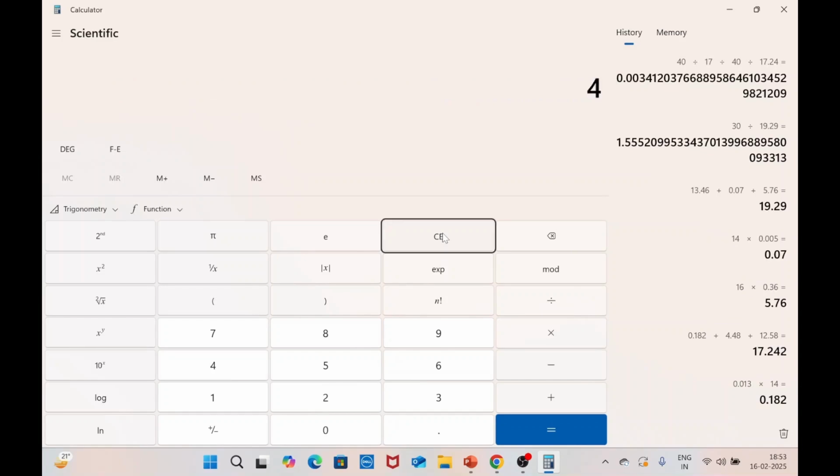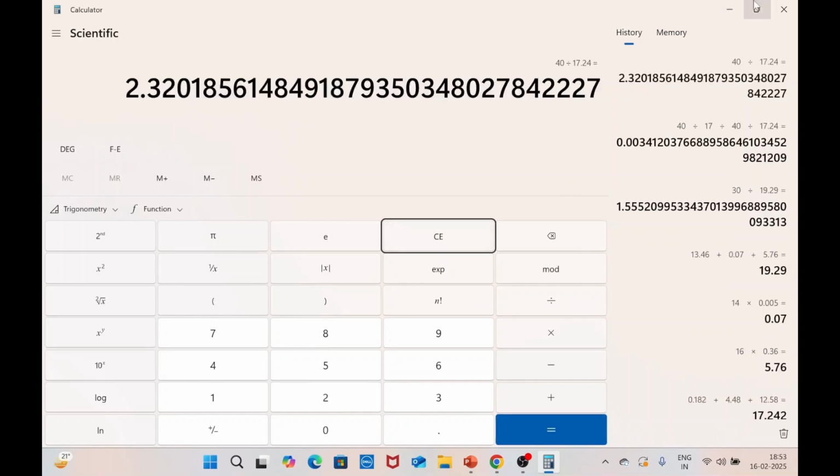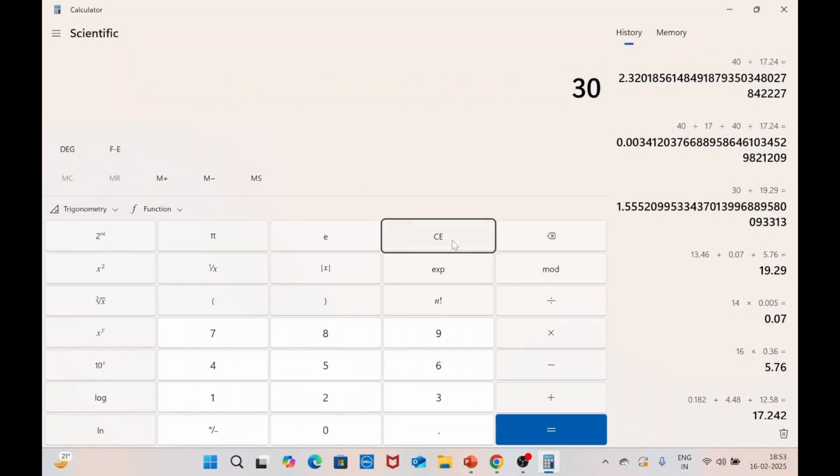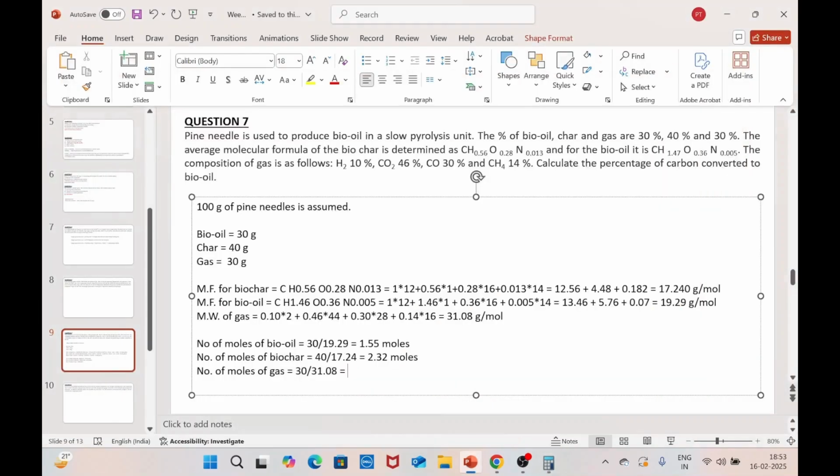Sorry, this is my mistake. 40 point by 17.24, that is 2.32. And the number of moles of gas will be again 30 by 31.08. So how much would that be? 30 by 31.08, that is 0.965 moles.